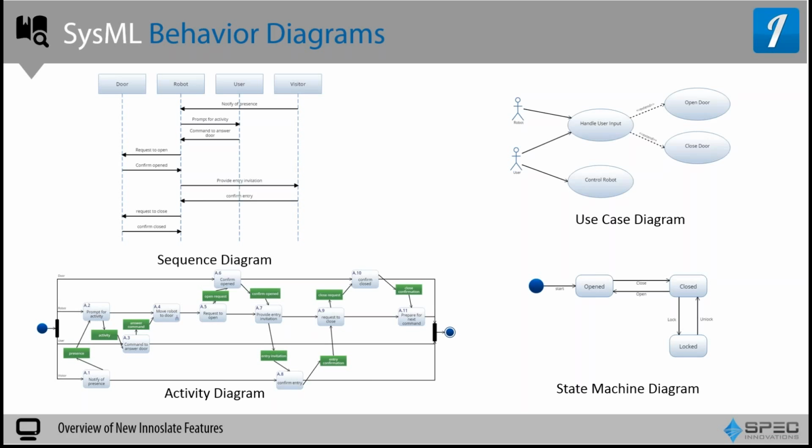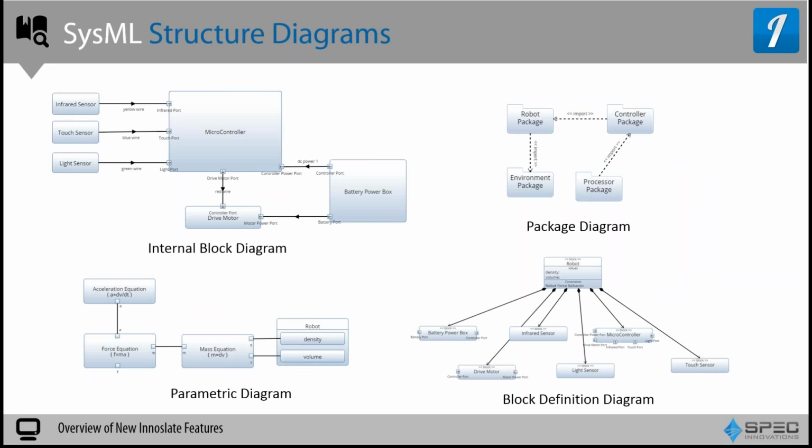So you can represent all your functional behavior as now an activity diagram, a use case diagram, a sequence diagram, or state machine diagram, in addition to the LML diagrams that we already provide. So on the structure diagram side, we have 4 all-new diagrams.